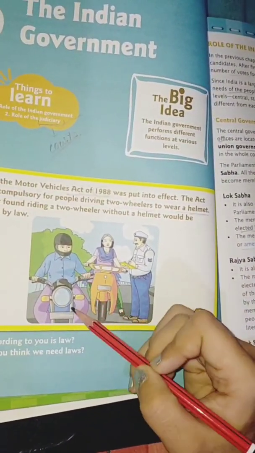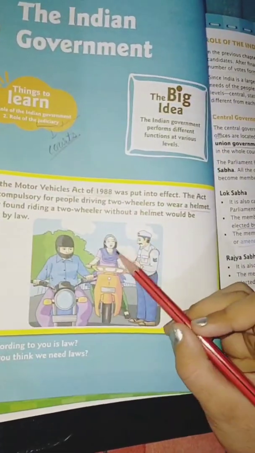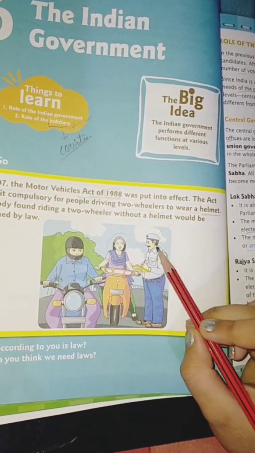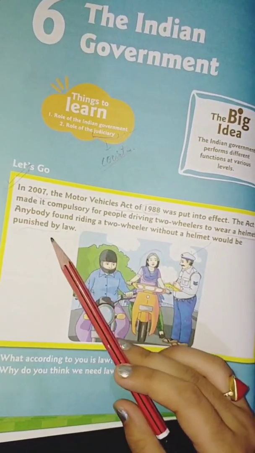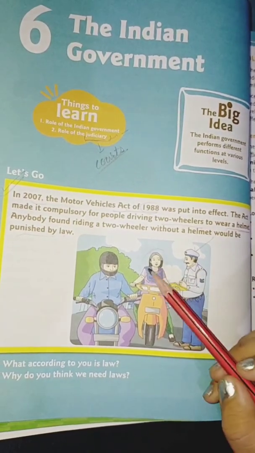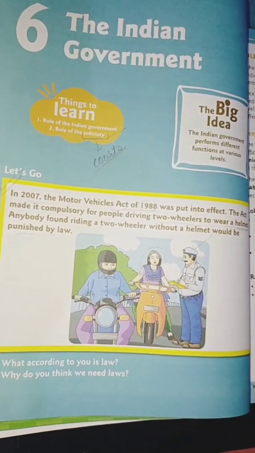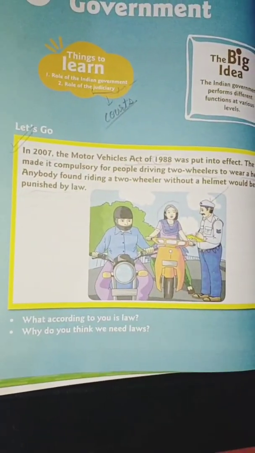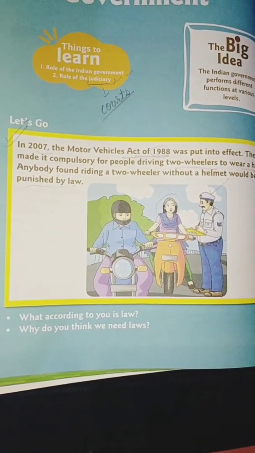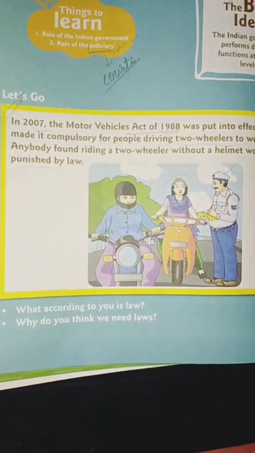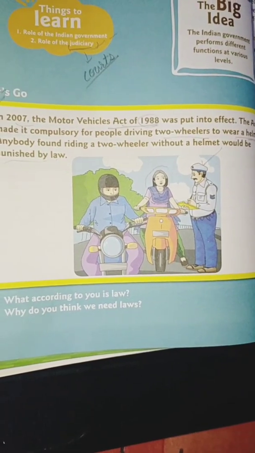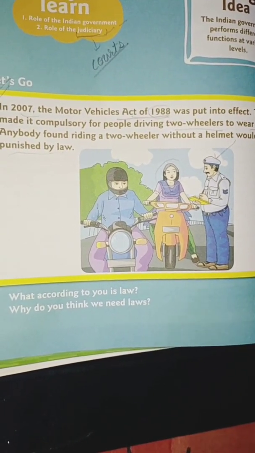Like this man is wearing the helmet, this is the helmet, and the lady does not wear the helmet. So what is the traffic police doing? The traffic police punished the lady and imposed a fine for not wearing the helmet. So what according to you is law? Law is a system of rules which a country or organization follows, and it is made by the government, a system which is followed by each and every citizen living in the country.